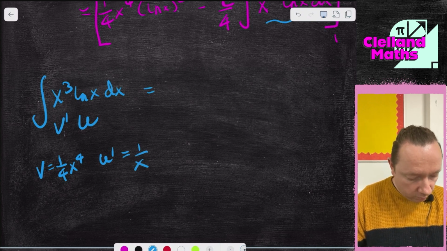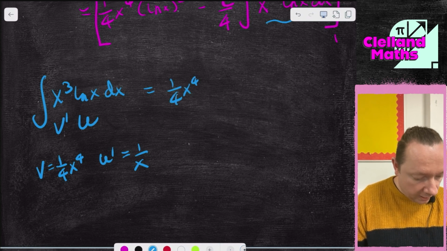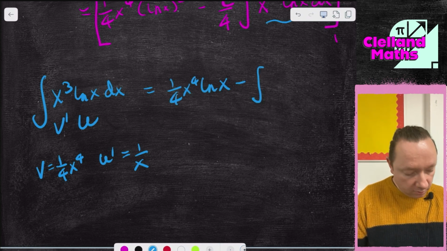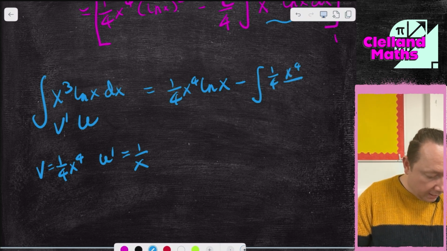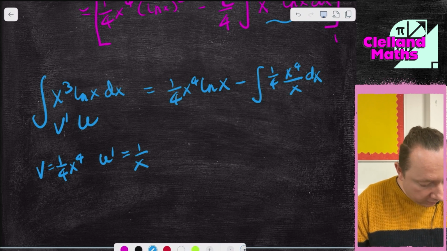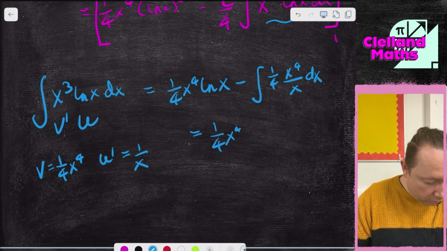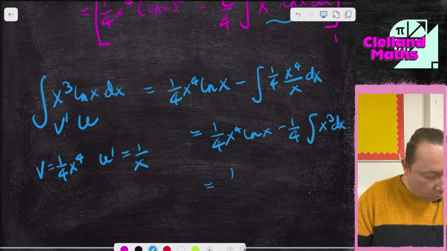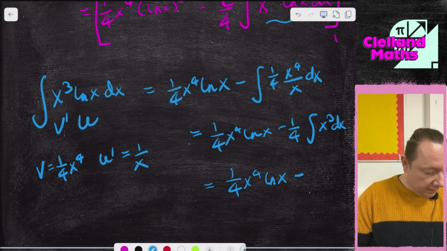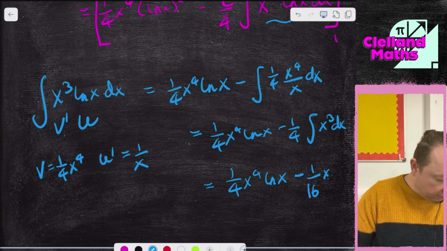So that integral equals uv, which is log x, a quarter x to the 4 log x, minus the integral of vu dash, which is a quarter x to the 4 times 1 over x, or over x dx. So that equals a quarter x to the 4 log x minus a quarter of the integral of x cubed dx, which equals a quarter x to the 4 log x minus x to the 4 divided by 4, so minus a 16th x to the 4.